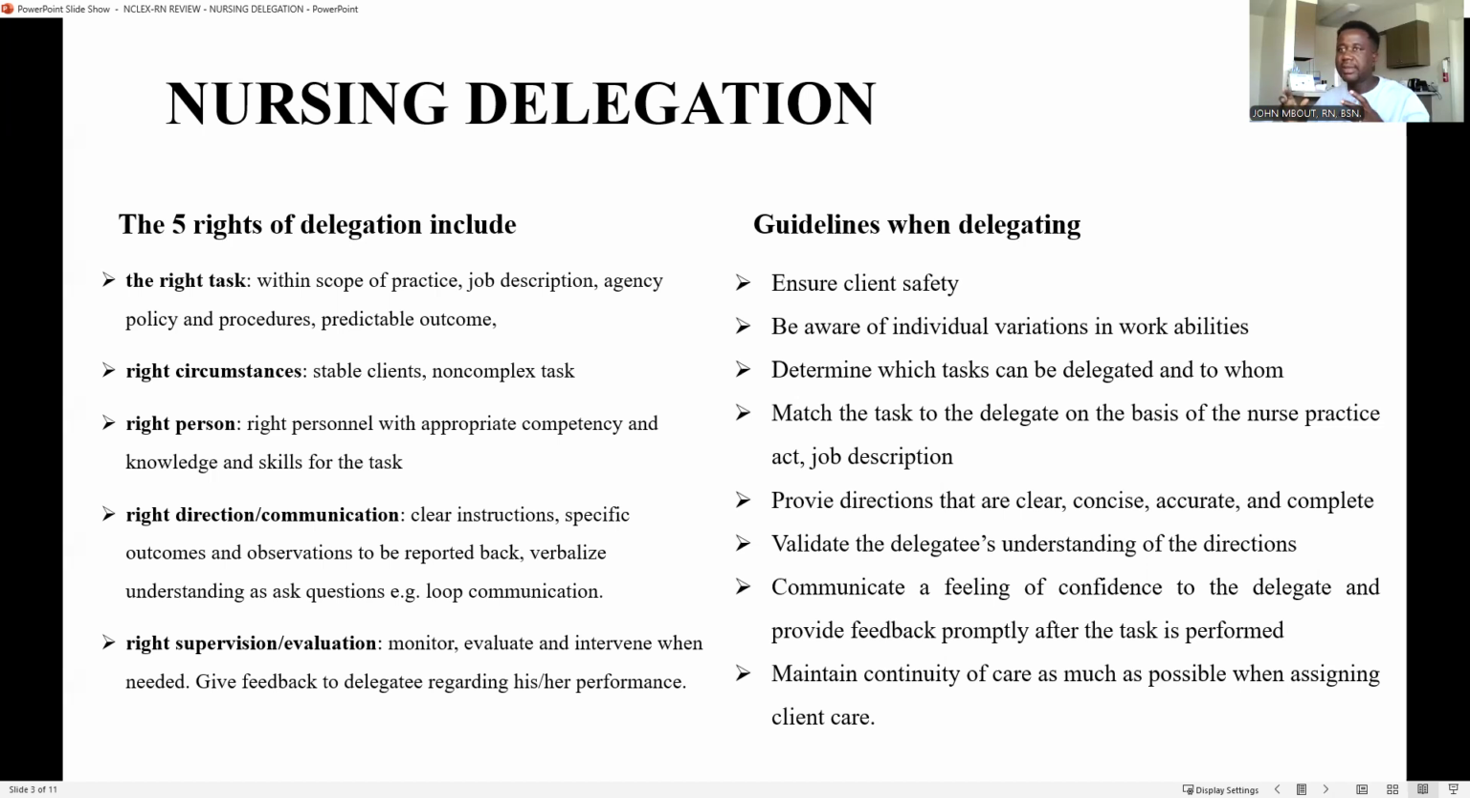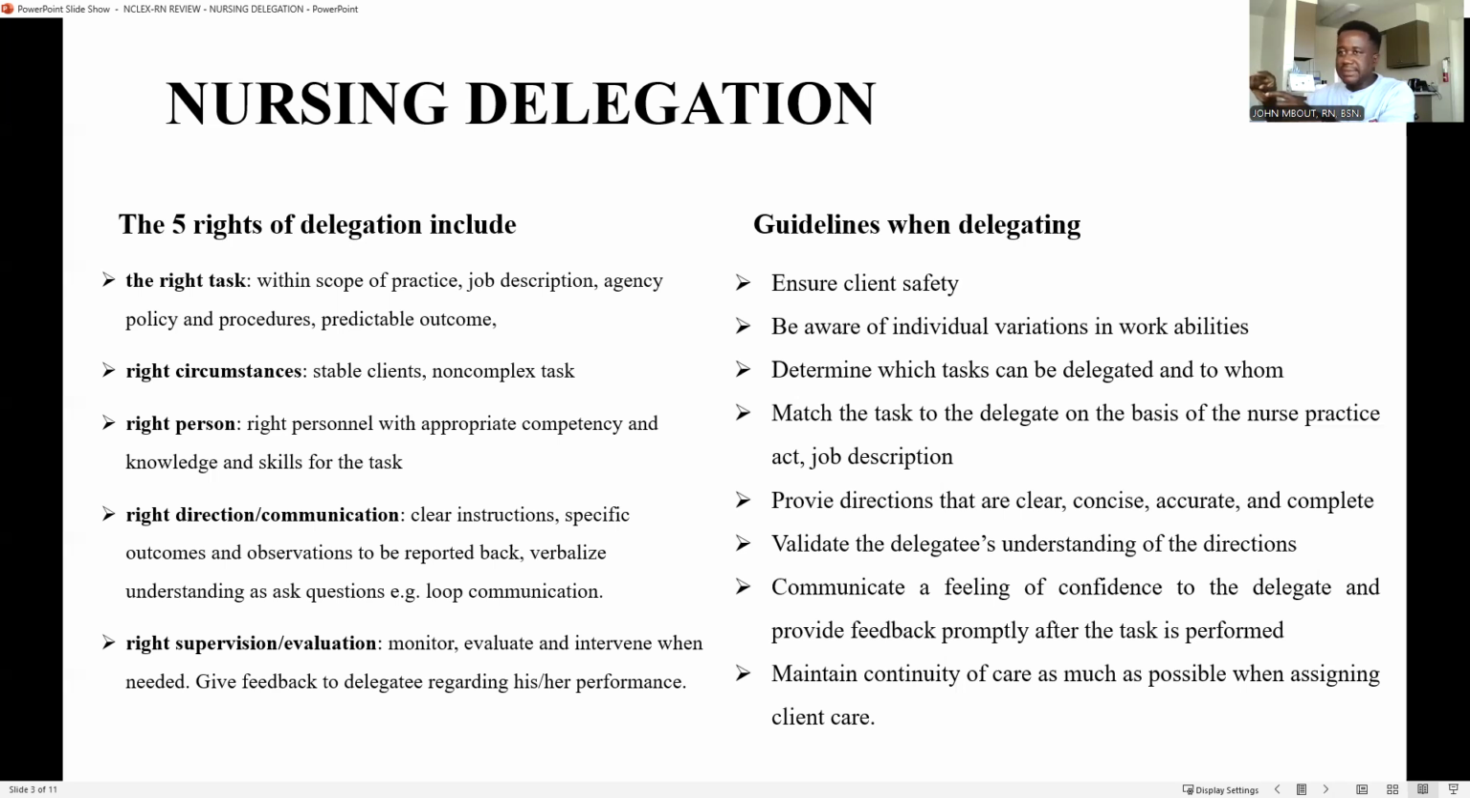What does that mean? The right task you are delegating should be within the scope of practice of the personnel you are delegating to, the job description, the agency policy, procedures, and predictable outcome. 2, right circumstances. With the client stable, you should be able to delegate stable, non-complex clients to somebody, and you take care of the unstable ones. 3, right person.